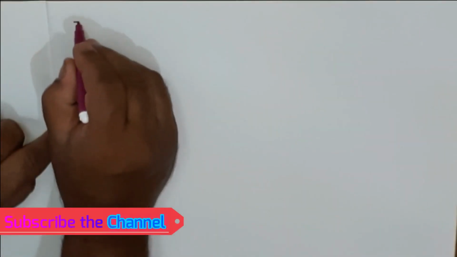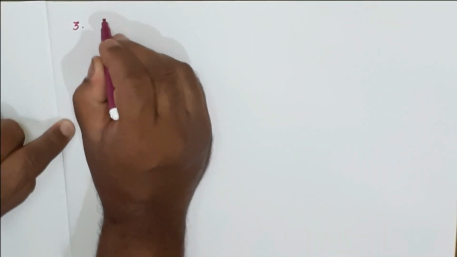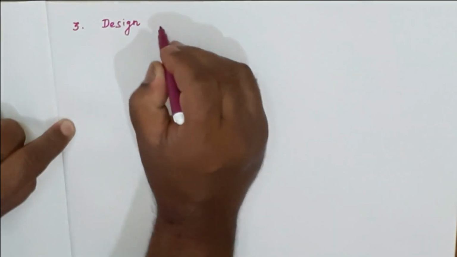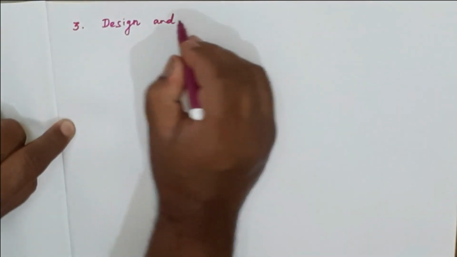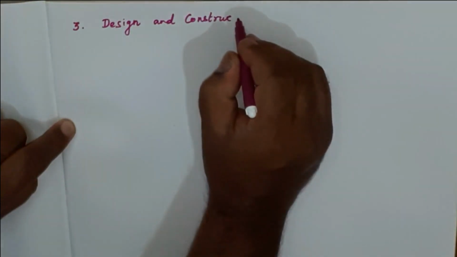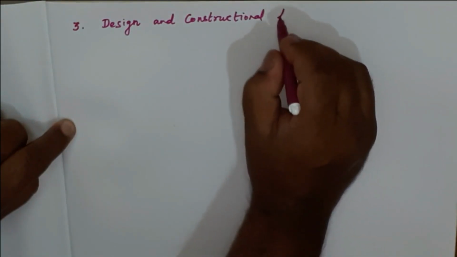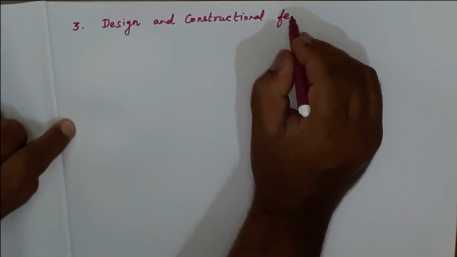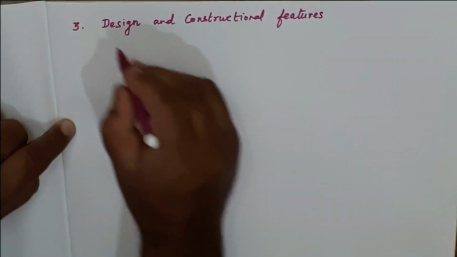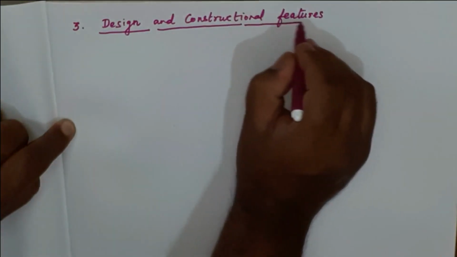Next, the third type of classification is based on the design and constructional features. Here you have 4 types, and let me explain you one by one.